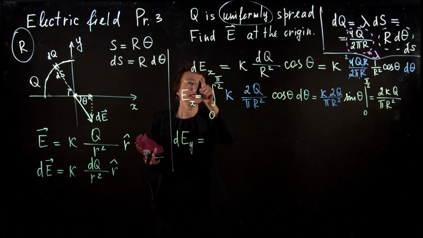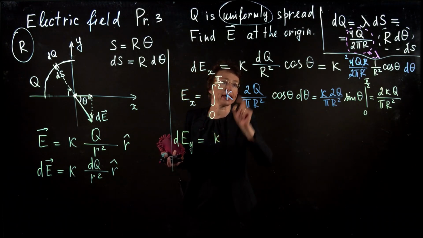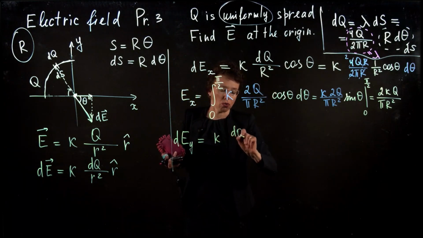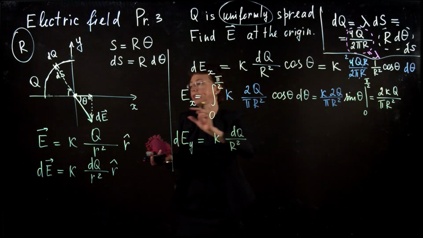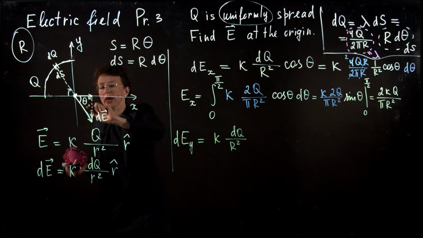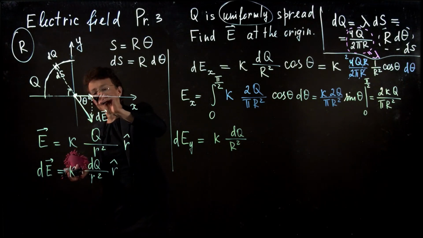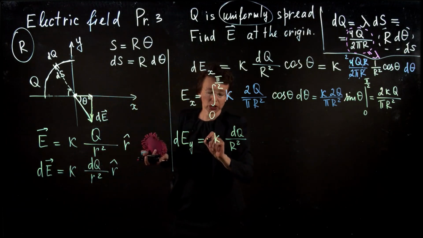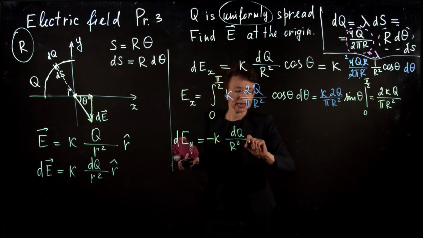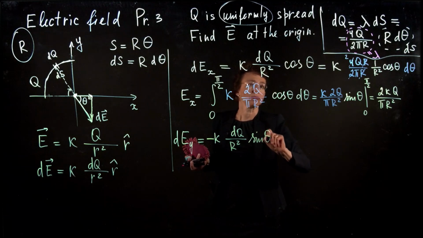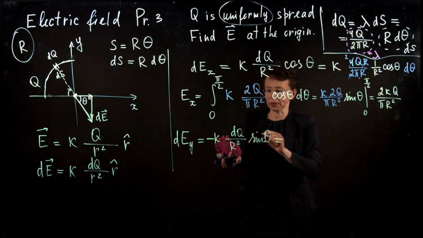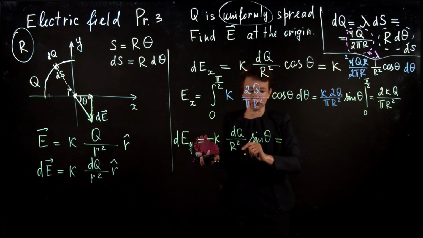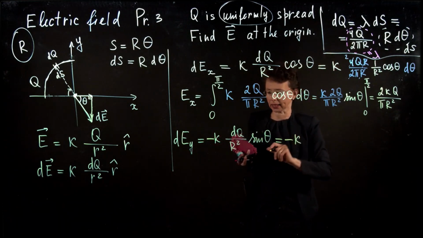dEy will be k dq over r squared. And now instead of cosine theta, for y component, we have sine theta. And y component is negative. So we don't forget to put minus here. Sine theta. This is my dEy. Now I bring here dq that we already found. So it is minus k.